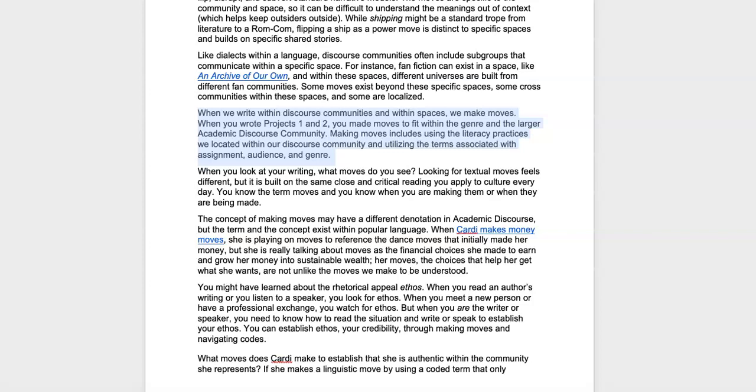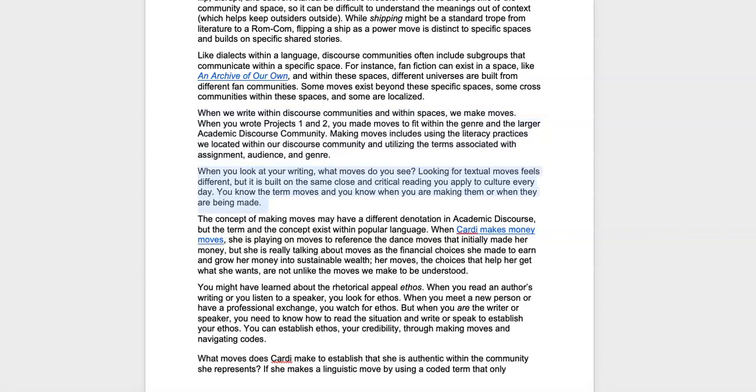When you wrote Projects 1 and 2, you made moves to fit within the genre and the larger academic discourse community. Making moves includes using literacy practices we located within our discourse community and utilizing the terms associated with assignment, audience, and genre. When you look at your writing, what moves do you see?